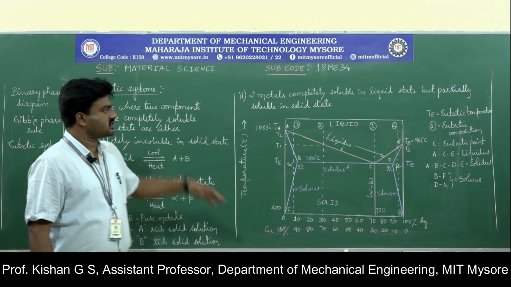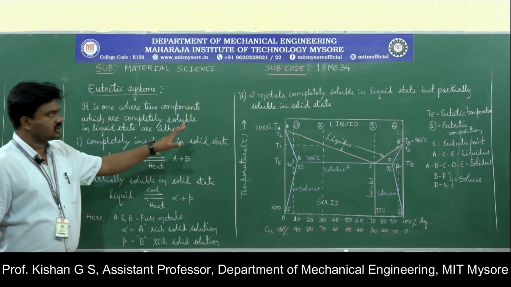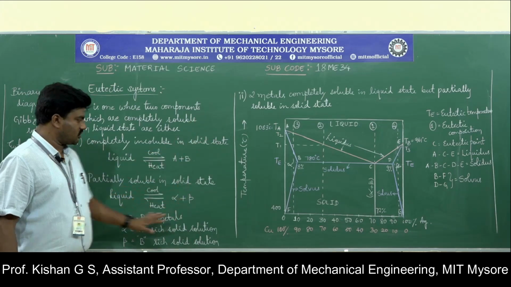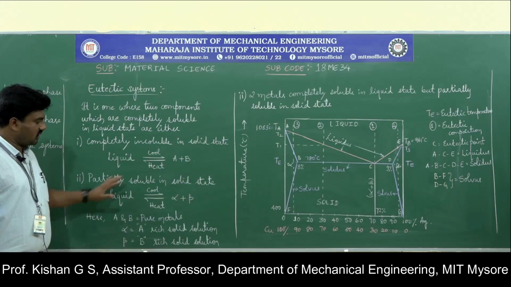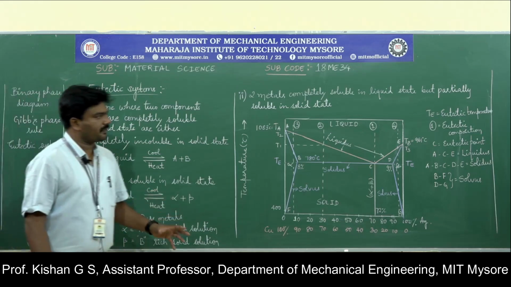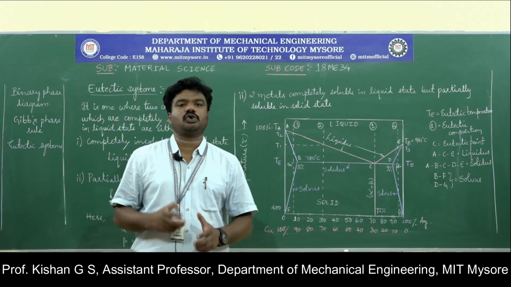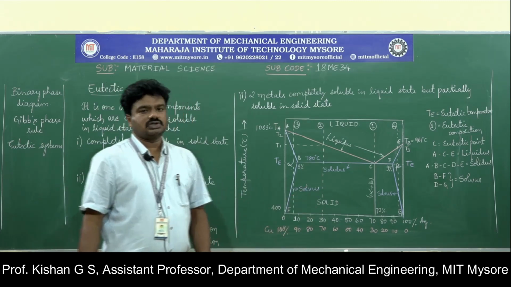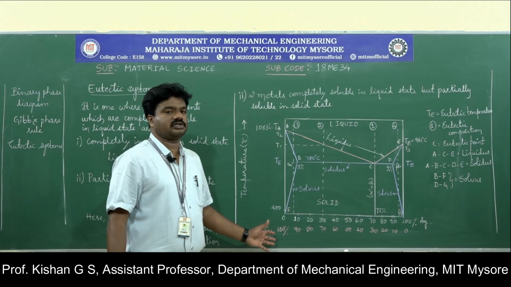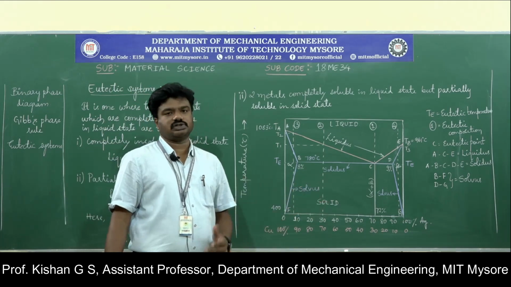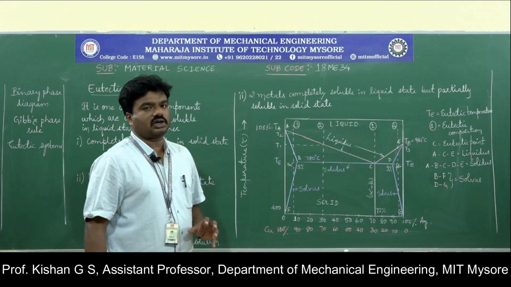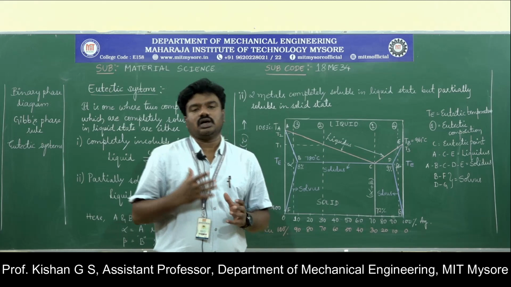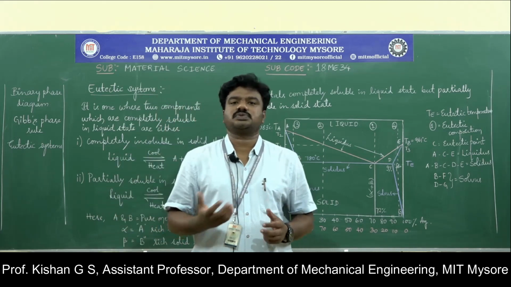Let us take the second condition, that is two metals completely soluble in liquid state but partially soluble in solid state. You can refer to this particular representation here. Instead of taking pure metal A and pure metal B, we have considered the combination of copper and silver. To the left it is the maximum percentage of copper, to the right it is the maximum percentage of silver. In this mixture we have to analyze such that there is a partial solubility.